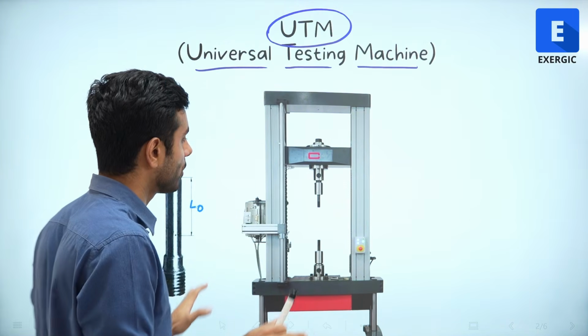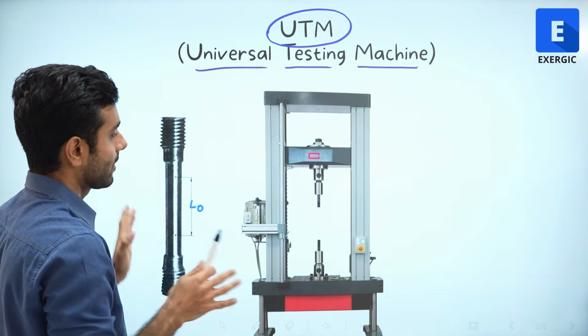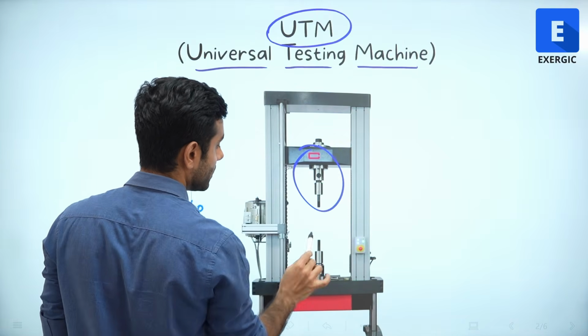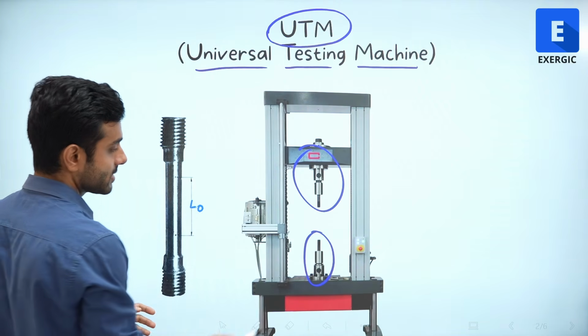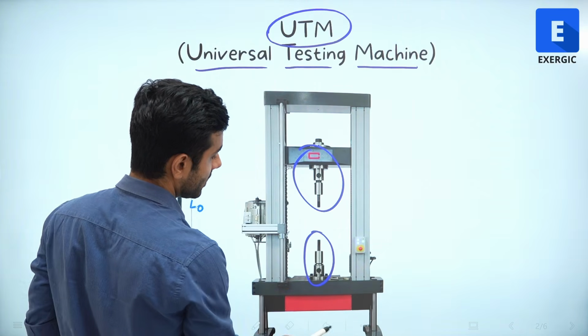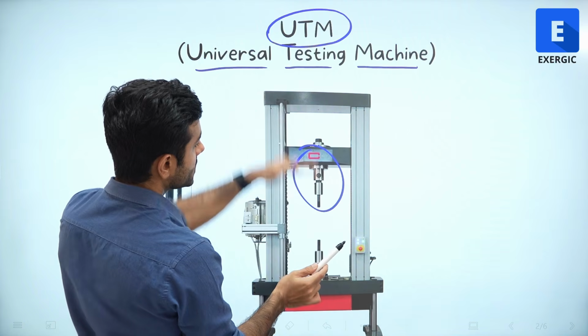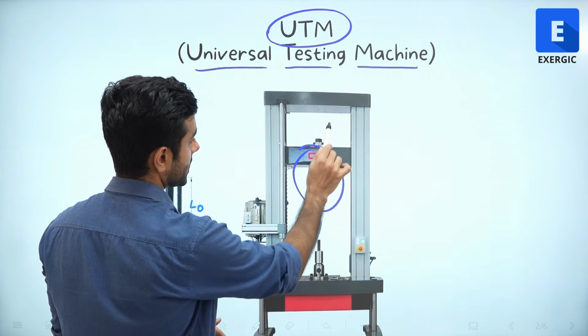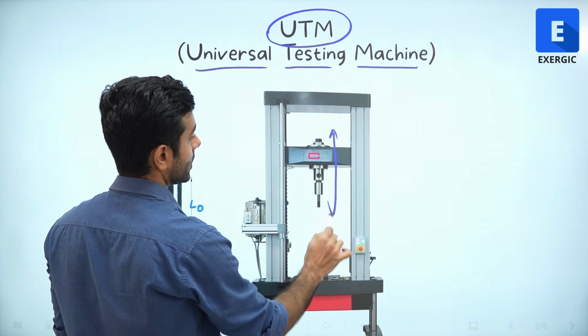What exactly is going on here? In this entire machine, the things that we need to focus upon are this end and this end. This is the lower end which is fixed, and this is the upper end which is movable, which can be moved up or down.